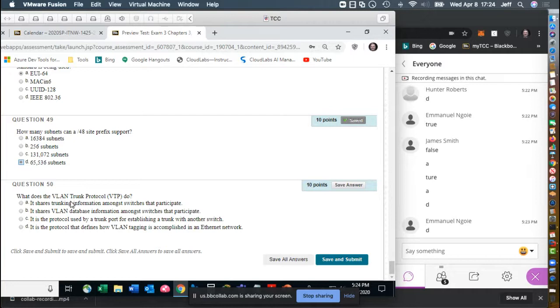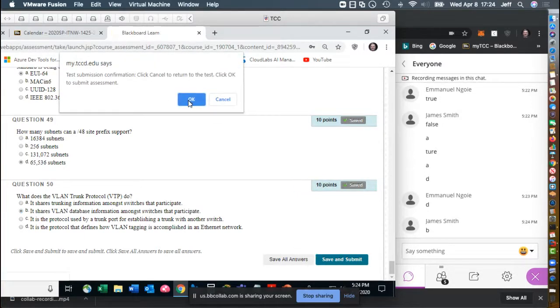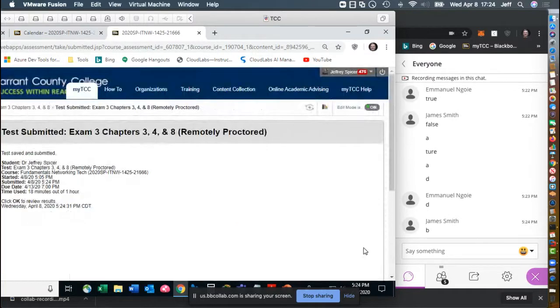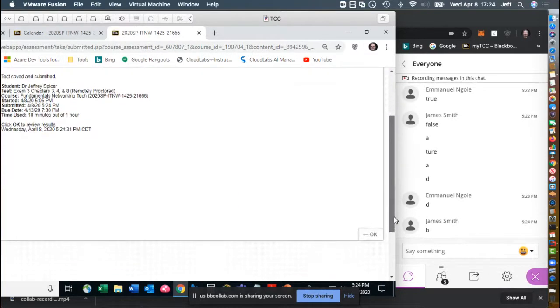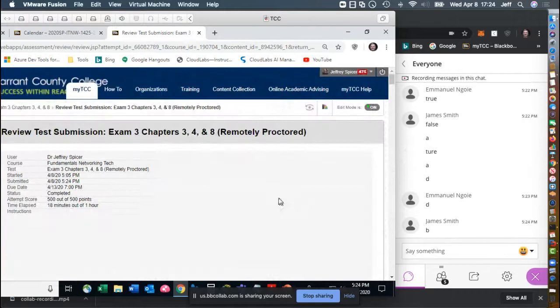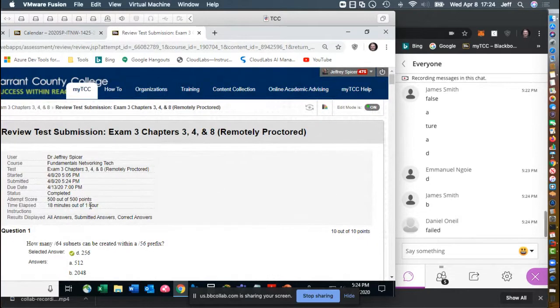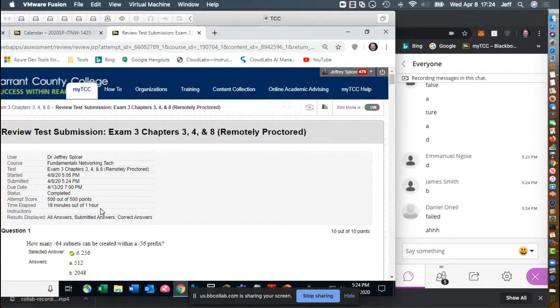All right, what does the VLAN Trunk Protocol or VTP do? B, shares the VLAN database information among switches that participate. Yes. All right. Well, let's see how well we did. I think we did all right. Yeah, we got them all right. We failed. All right.